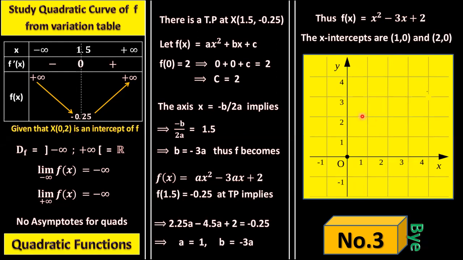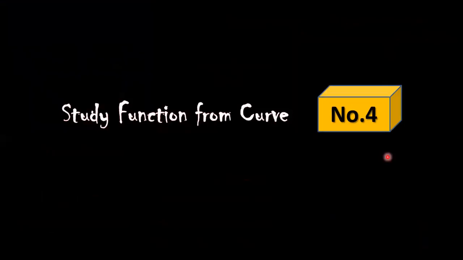So we can now beautifully sketch this curve. These are the intercepts. We have 0, 2. We equally have 1, 0. We have a turning point at 1.5, minus 0.25. And we have another intercept here at 2, 0. Now link all of these points, and that is our curve.